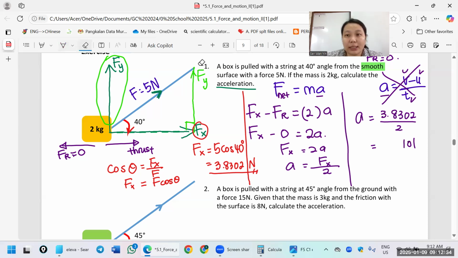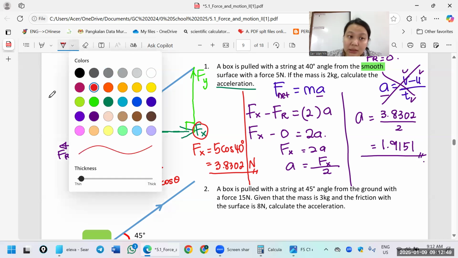I should count from the front. Okay, can I get 2 marks?